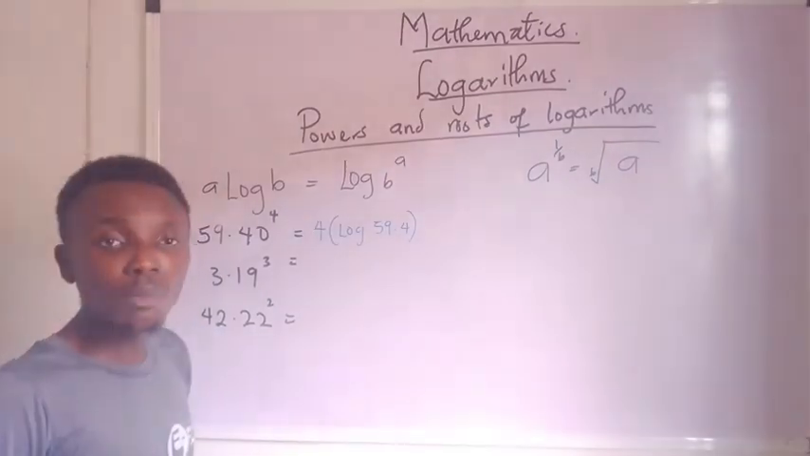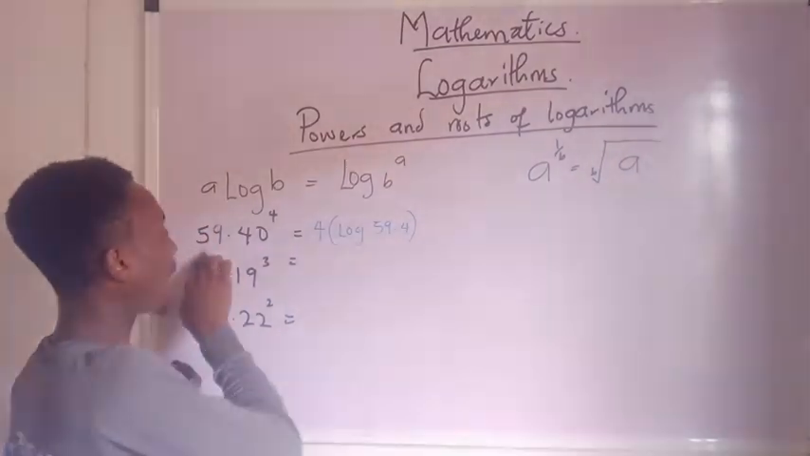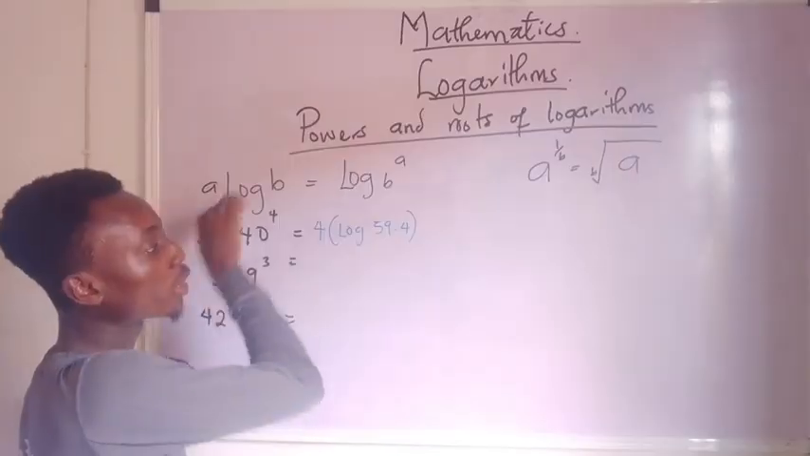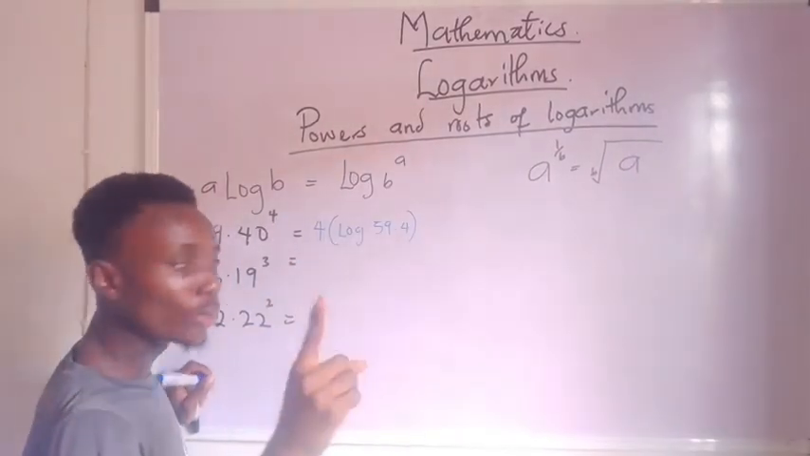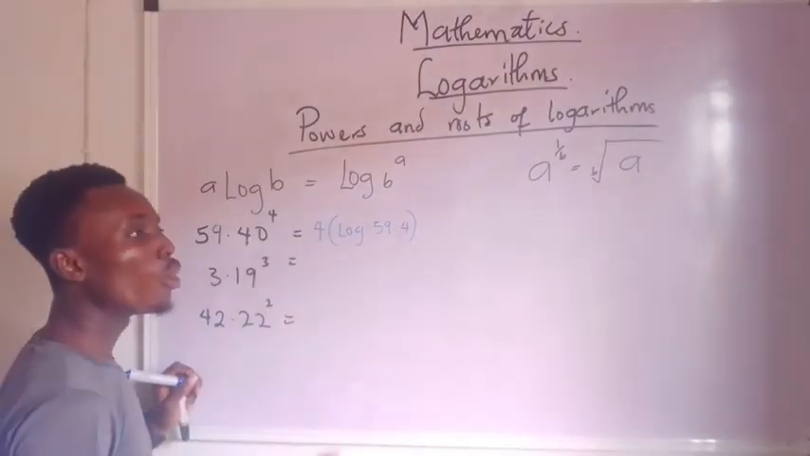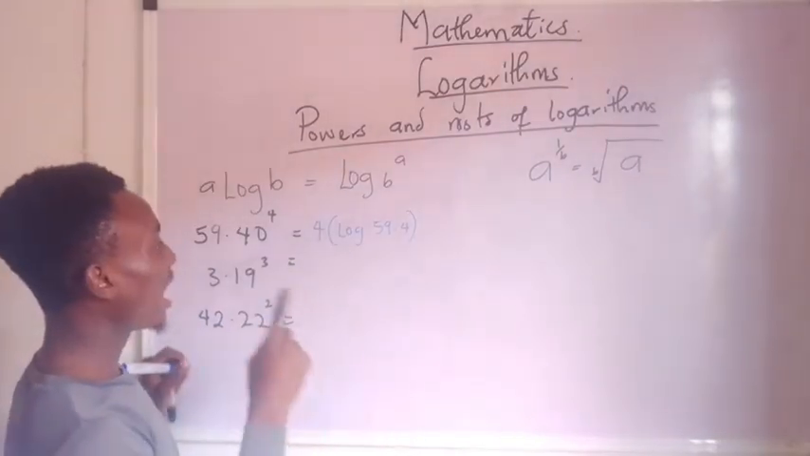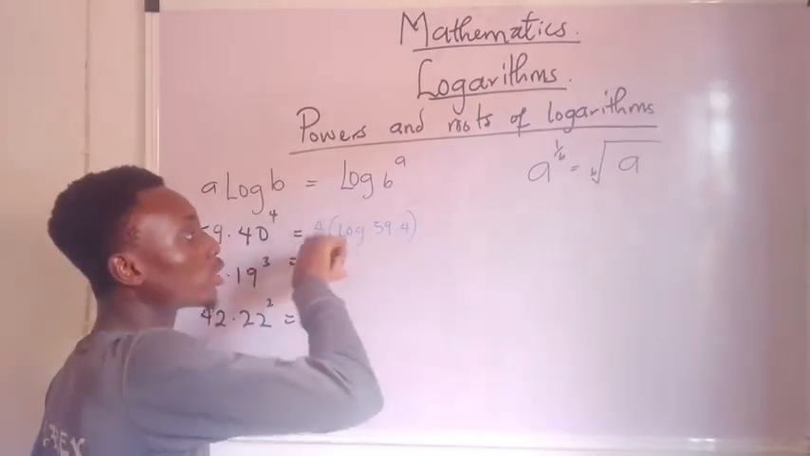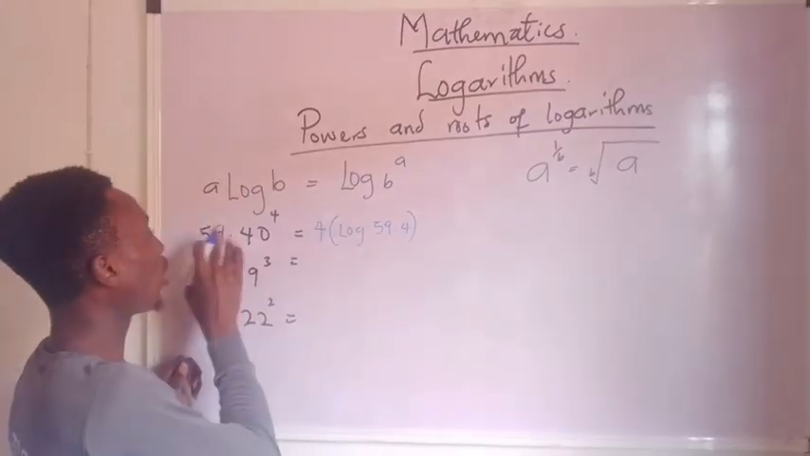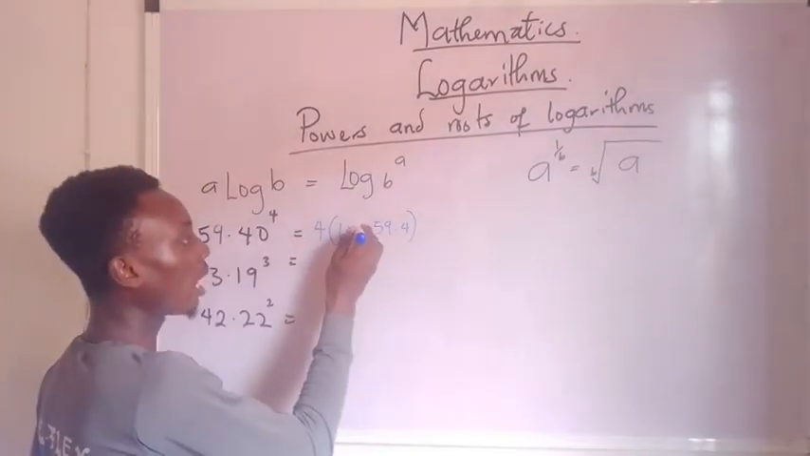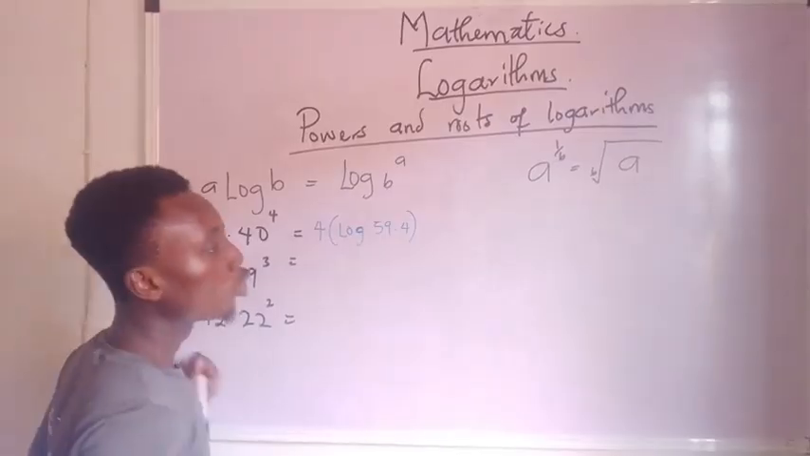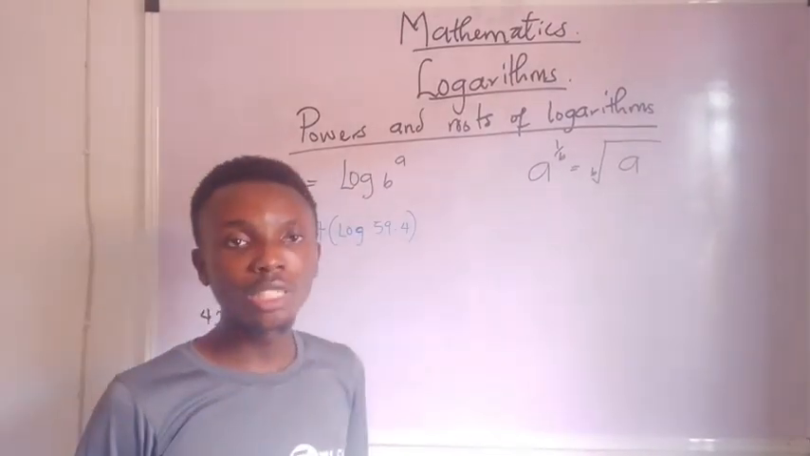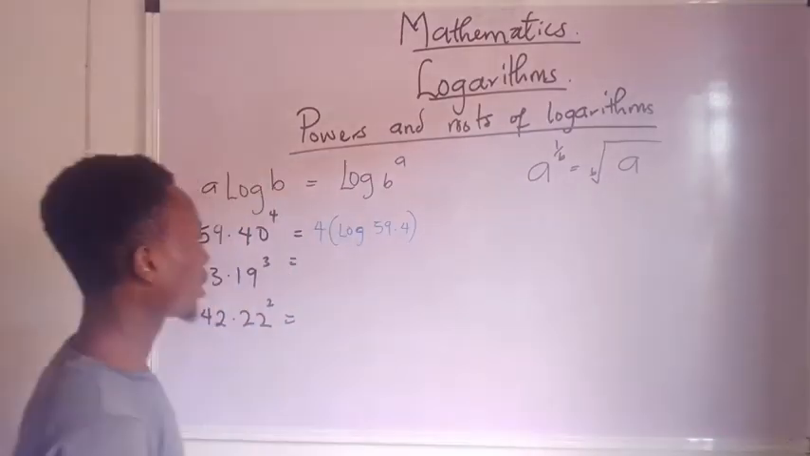Remember, the law of logarithm will only apply to a particular number once you have converted it to its logarithm form. If it is still in the form of the other number, you cannot apply the laws of logarithm directly to it.